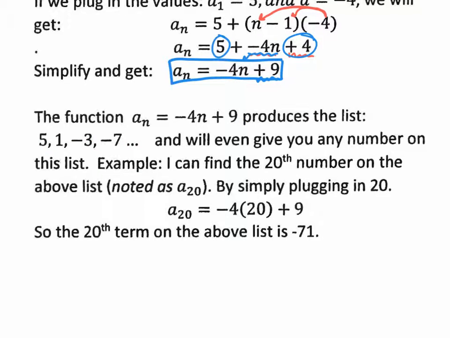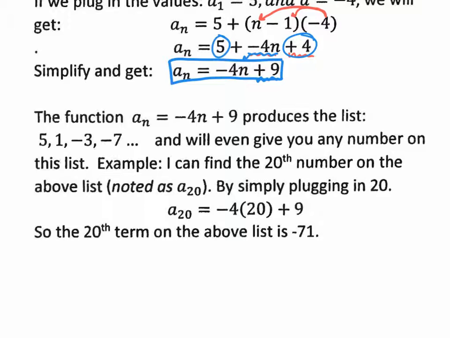If I were to plug in a 1, Valeria, I'm going to get out negative 4 plus 9, which is my first term, 5. Right? If I were to plug in a 2, what's negative 4 times 2? That's negative 8. Negative 8 plus 9 gives me the second term, 1. If I wanted to find the third term, just plug in a 3, it'll give you this one. Plug in a 4, it'll give you this one. So this machine actually produces this list.